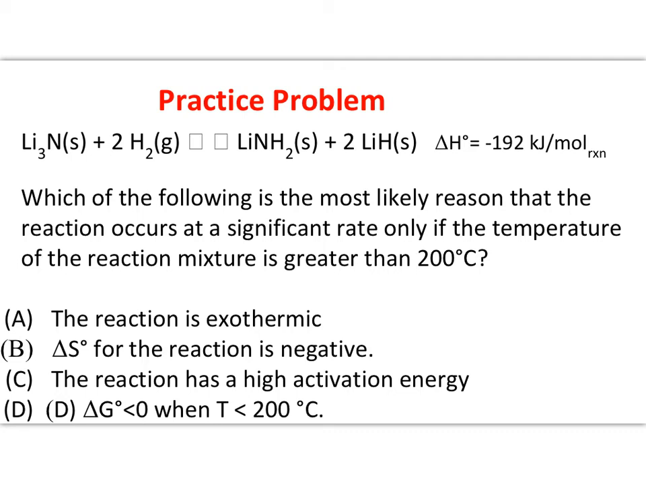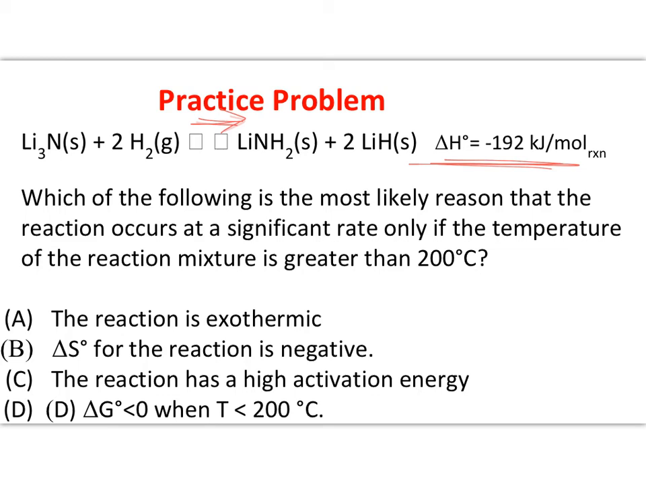Here is an example practice problem that is missing some arrows, but we should have an arrow right here. It's a multiple choice that is giving us the delta H of the reaction. So it's asking which of the following is the most likely reason that the reaction occurs at a significant rate only if the temperature of the reaction mixture is greater than 200 degrees. And so I want you to pause it. I want you to look at your possible answers, and I want you to choose one and then play the video and check your answer.